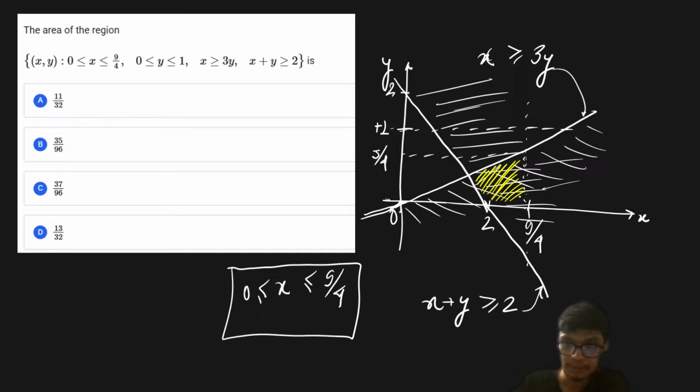Is this part clear? Okay, so from this you can observe that it is a very simple problem. You just have to find the area of this quadrilateral. Interestingly, you don't need to perform any integration here.